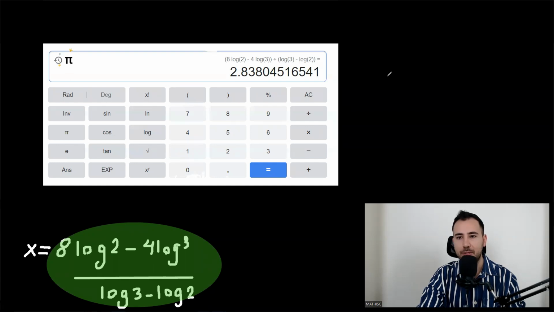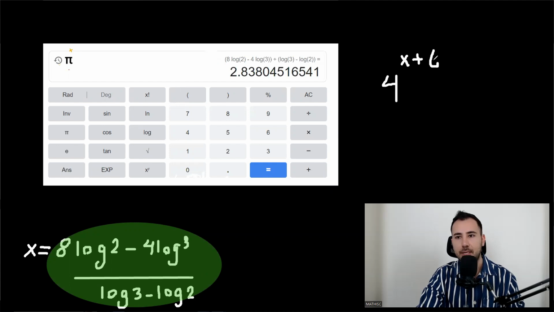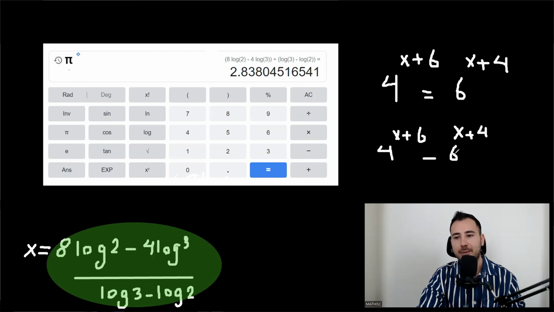Just rewriting the question. What was the question? Let's also check. It was 4 to power of x plus 6, let me write it like this, x plus 6, the same as, equals 6 to power of x plus 4. Okay, to check this, I'm going to put this to the left-hand side. So the equation becomes 4 to power of x plus 6 minus 6 to power of x plus 4. Okay, and I'm going to write it.